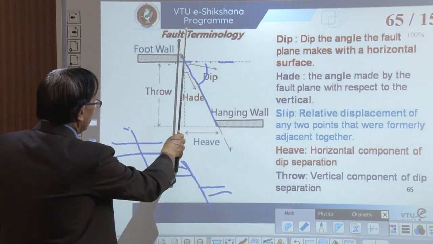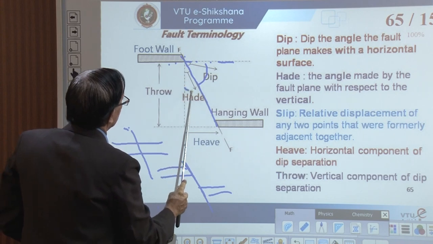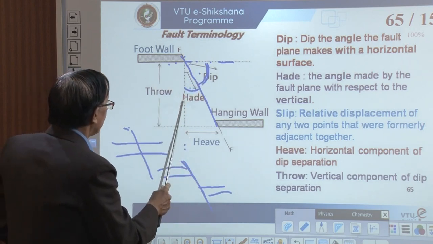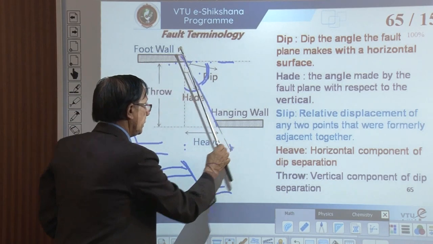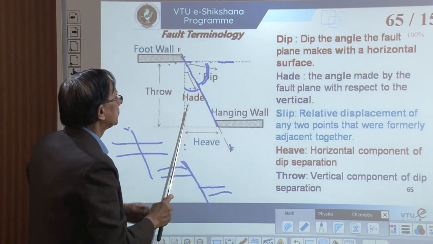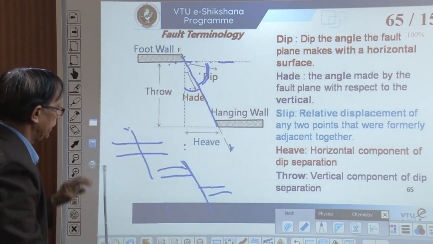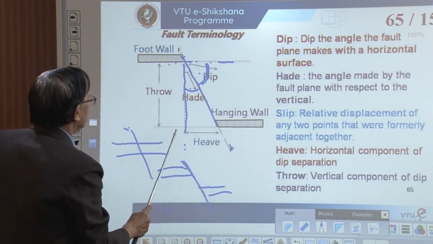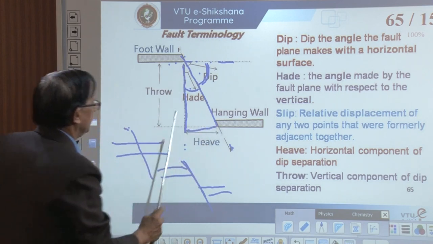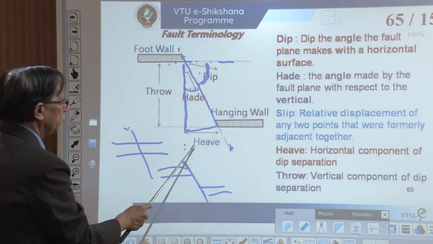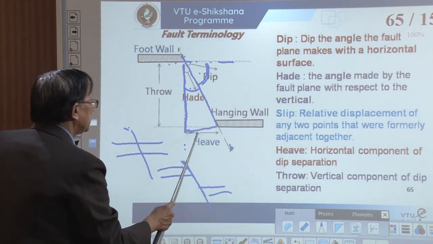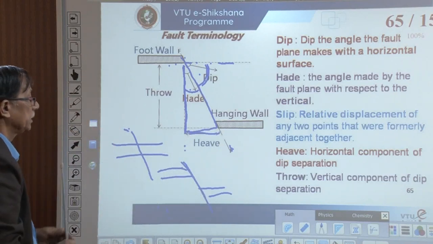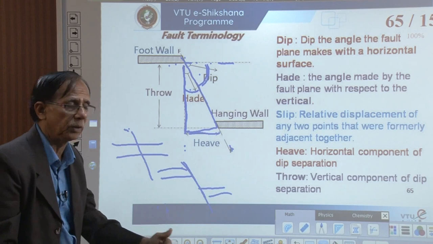Heading: if I draw a vertical plumb line like that, then this angle is complementary to the dip; this plus this should be 90 degrees. This angle formed by a fault plane with respect to the vertical is called the hade. When beds are faulted, this block and this block were together. Now, horizontally, if this is the separation, they were together once upon a time, but due to the fault, they have moved apart. And this distance we call heave. Heave is the net horizontal displacement, a separation between the two blocks which were once together.